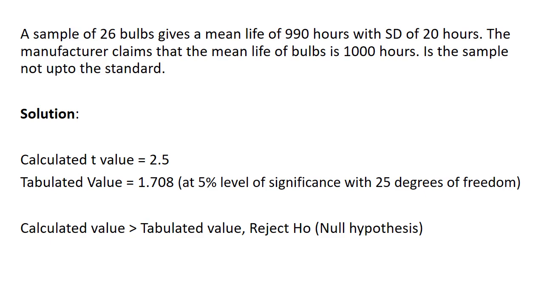So the calculated t value is equal to 2.5 and the tabulated value is equal to 1.708 at 5 percent level of significance with 25 degrees of freedom. Since the calculated value is greater than the tabulated value, the null hypothesis is rejected.